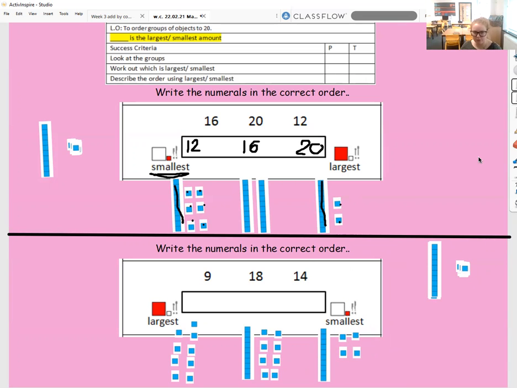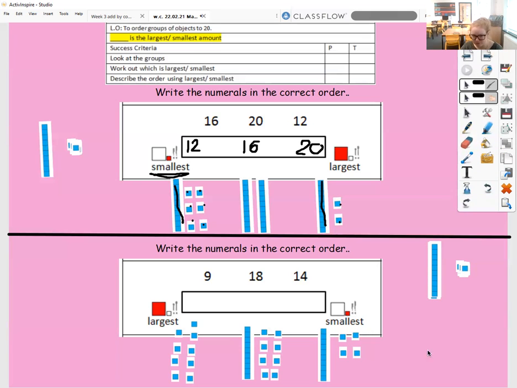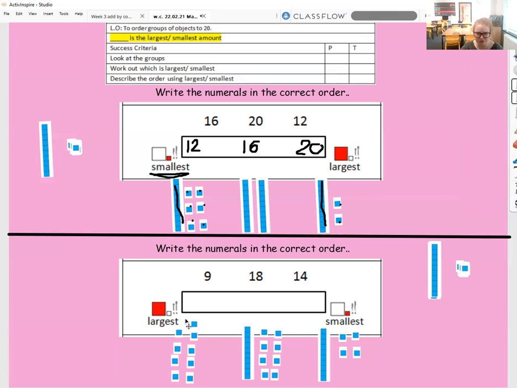So I've now broken my numbers down into 2 parts, their tens and their ones. And now I want to know which is the largest number. Which is my largest number? Well, 9 has 0 tens, and 18 has 1 10, and 14 has 1 10. So I know that 1 10 is always going to be greater and larger than 0 tens.